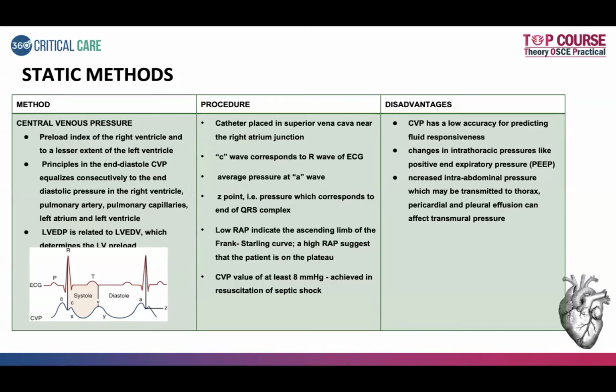So as per early goal-directed therapy in sepsis, a CVP value of 8 mmHg was targeted. The main disadvantage is that, as per many studies and the literature, it had lower accuracy for predicting fluid responsiveness. At the same time, whenever there are major changes in the intrathoracic pressure, such as when you are giving high PEEP, or there are changes in the intra-abdominal pressure which are transmitted to the thorax, then the values cannot be considered exclusively for the right atrium. It could be a reflection of pressures from other in and around structures also.